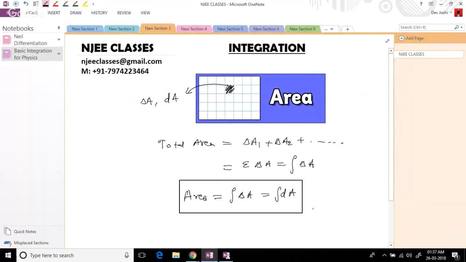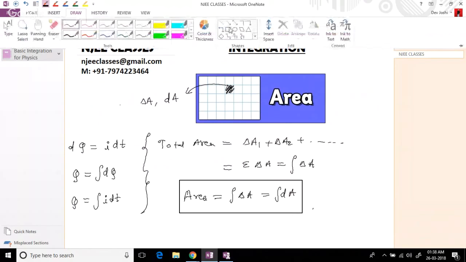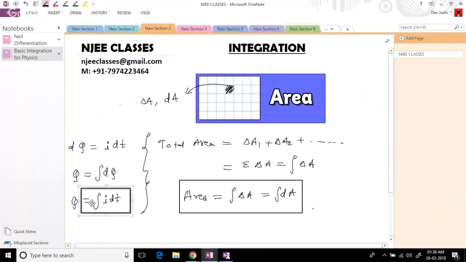In the same way, if you want to calculate any quantity, and you know a very small quantity and you require the complete quantity, then you should simply integrate it. For example, suppose a quantity q is related as I into dt. So dq is a small charge, and the complete quantity Q is equivalent to the integral of dq, or the integral of I dt. That is how on the basic level we can define integration, and how we can calculate any quantity on the basis of integration.